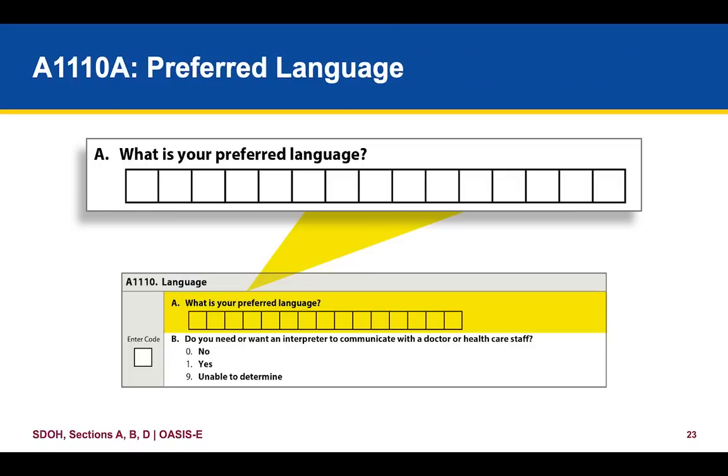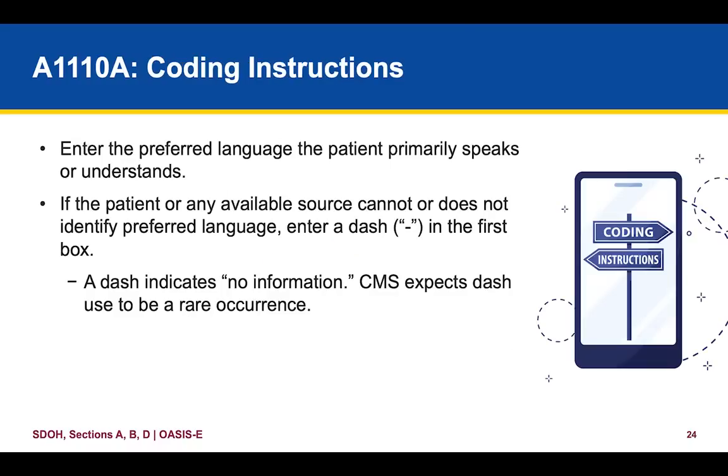Let's look more specifically at A1110A. What is your preferred language? For A1110A, the assessor is to enter the preferred language that the patient primarily speaks or understands. If the patient or any available resource cannot or does not identify their preferred language, the assessor should enter a dash symbol in the first text box. A dash indicates no information, and although a dash is an acceptable response for this data element, CMS expects dash use to be a rare occurrence.